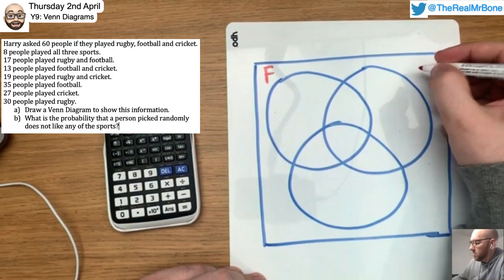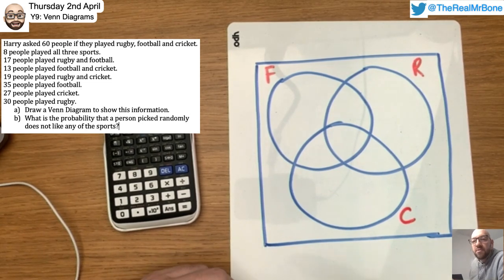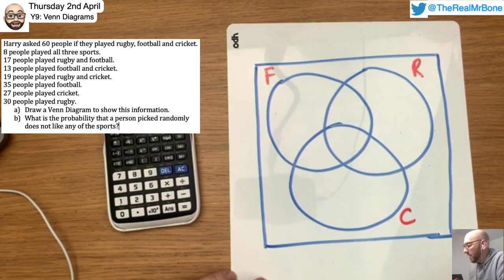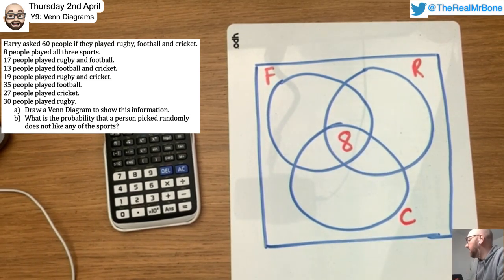We've got football, rugby, and cricket. Okay, so the first thing said was 8 people play all 3. So we know that 8 must go in the middle. There's no other way we can put that number in our diagram.